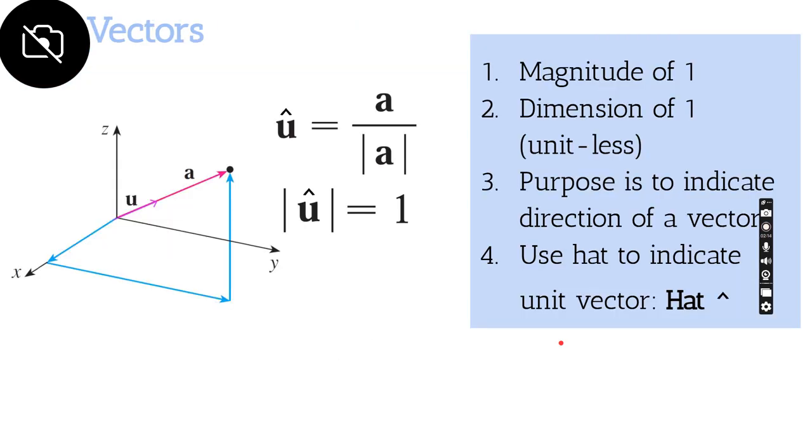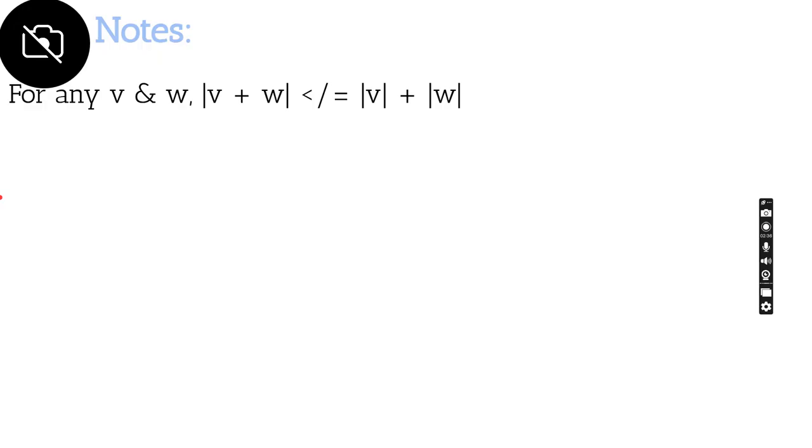Unit vectors are also an important concept for this class. It's important to know that these do not have any dimension, or they have a dimension of 1, so they're unitless, and they have a magnitude of 1. And they are simply used to indicate the direction of a vector and not any magnitude. And you would use a hat to indicate that there is a unit vector being used.